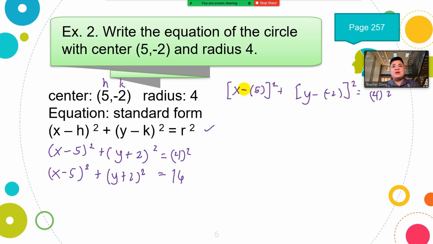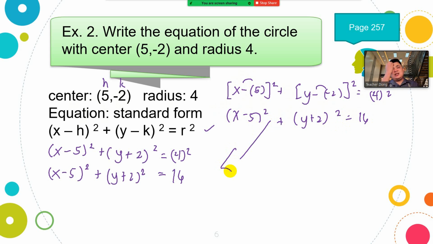We just skipped it. Just remember that we can just simply get the opposite of 5 and opposite of negative 2, because it was like this. So negative times 5 is just negative 5 squared, and then negative times negative is positive 2. So that's why it's just the same as this. Okay, so the shortcut is just when you are substituting h and k, just get the opposite of the coordinates. Okay, let's proceed. This is now the answer here.